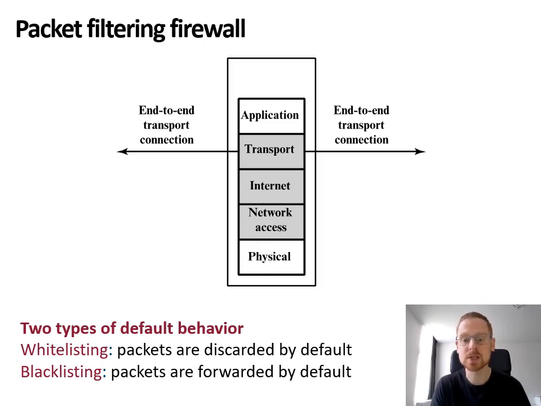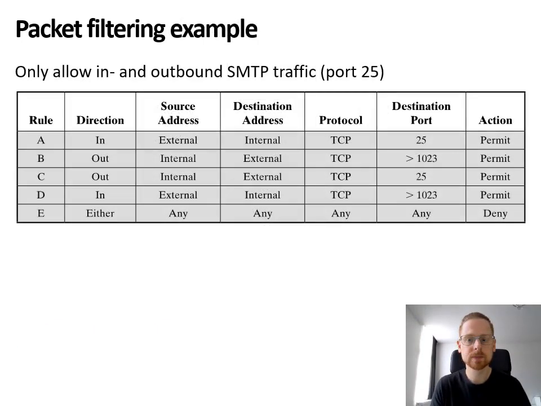However, blacklisting is easier because, for example, if a new type of service is enabled on a network, whitelisting will first require the firewall to be reconfigured before the service can be used, while blacklisting will automatically allow it to be used. And here you see an example of a rule set for a packet filtering firewall that only allows in and outbound SMTP traffic. SMTP service usually uses port number 25, so that's also what this firewall rules assume.